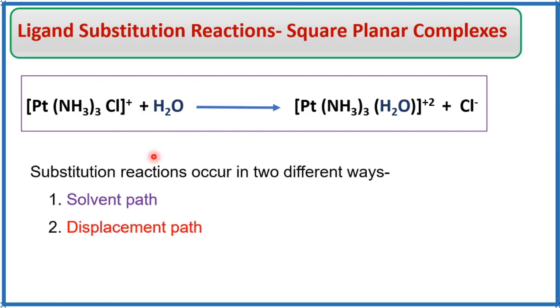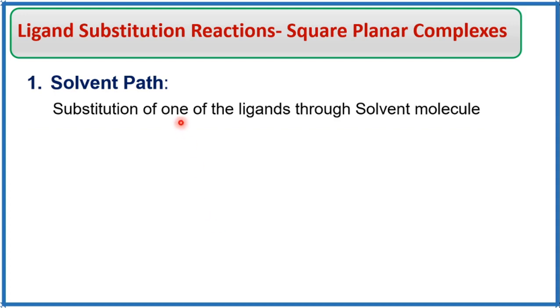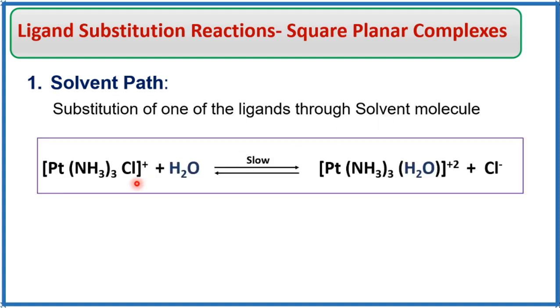So these substitution reactions may occur in 2 different ways. One way is called the solvent path and the second way is called the displacement path, and we will see what those are. In solvent path, substitution of one of the ligands occurs through the solvent molecule. That means initially, in the first step, the solvent molecule will be involved in the reaction. Let us suppose we take a platinum triammine chloro complex, and it is reacting with water, and this water here is a solvent molecule.